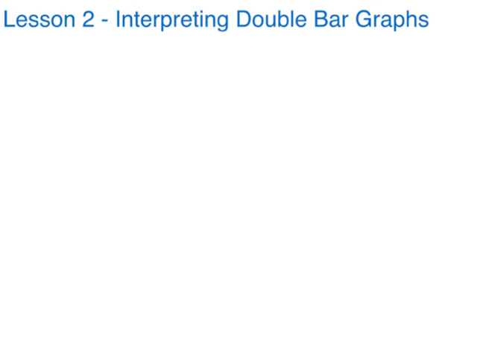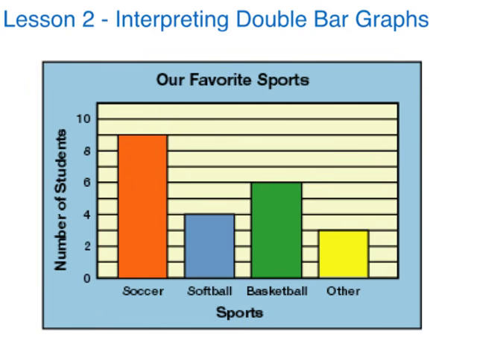Welcome to Lesson 2, Interpreting Double Bar Graphs. In the previous lesson, we looked at regular bar graphs, such as the one in this example. Here we're looking at the favorite sports of students in a class. We see how many students prefer soccer, softball, basketball, or something else.